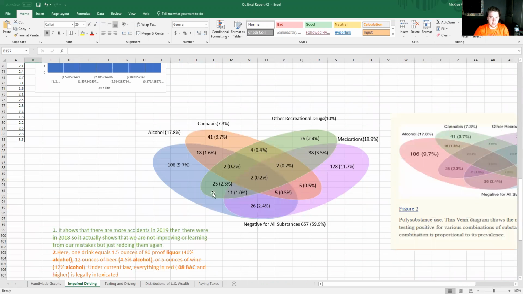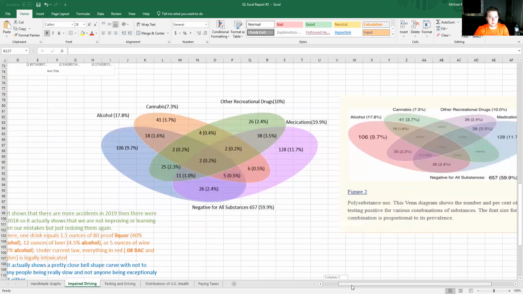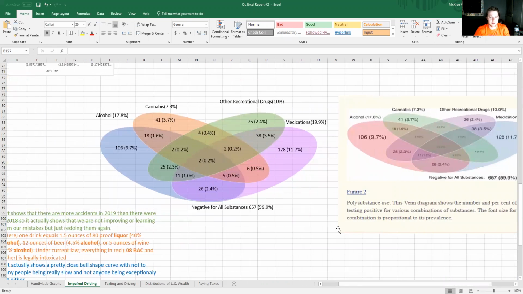And this is a Venn diagram showing all the crashes that had drugs or alcohol usage. So 17.8% of the crashes are negative for all substances. Weed is 7.3. And you can see the alcohol is 9.7, and then the cannabis is some 3.7. You can see that 1.6 had alcohol and weed both in their system at that time when they were in the crash.